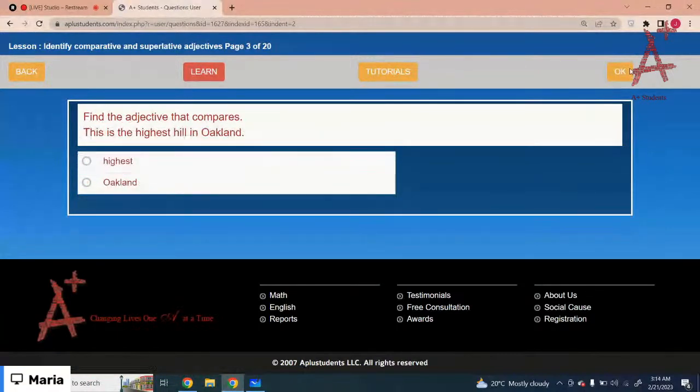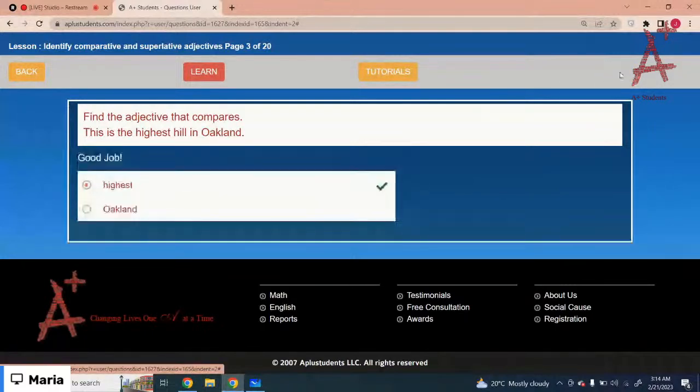Okay, find the adjective that compares. This is the highest hill in Auckland. So which is the adjective that compares, highest or Auckland? Highest, it is ending with est, so that is the adjective that compares. Got it? The correct option is option number 1.